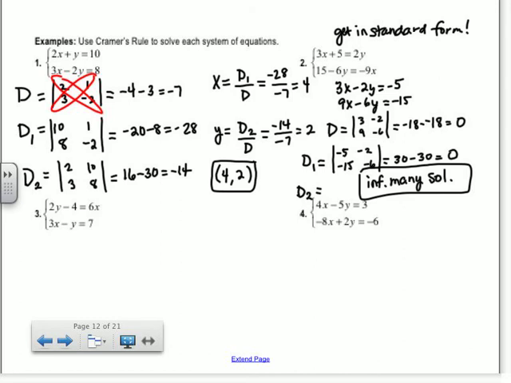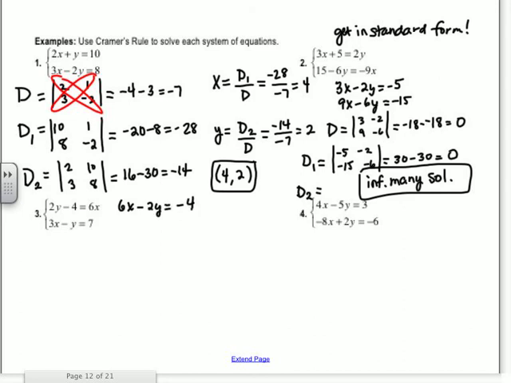Okay, next one. So I'm going to subtract the 2y over. So I subtracted it over to the other side. So I get 6x minus 2y equals negative 4. And then I have 3x minus y equals 7. So can you tell in this one what this is going to be?